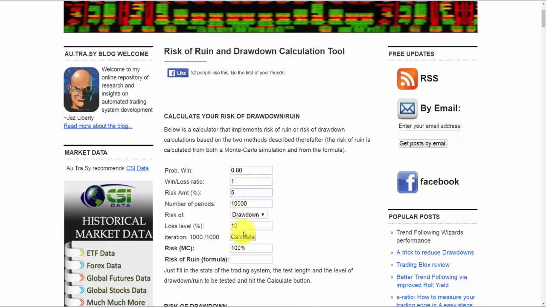And a lot of traders don't even know how to do this. They don't know how to go through this. They don't know how to calculate what the likelihood is of a 20% drawdown or whatever it is.